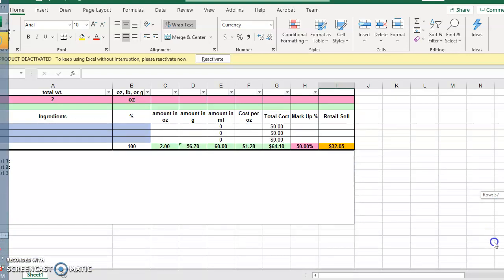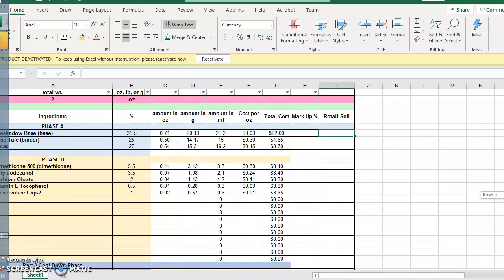And again, I'm not adding everything in here because this is going to be for your own individual use.